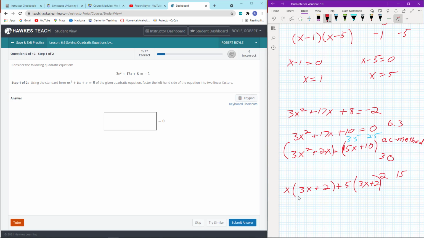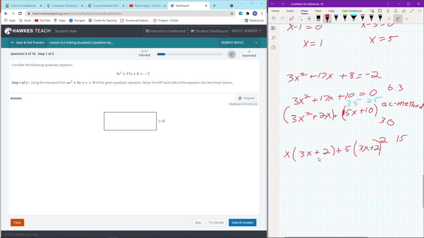Okay, so here now I have 2 terms with a common binomial factor. I can factor that common binomial factor out, and that will give me 3x plus 2 times the quantity x plus 5. And of course, all of this is equal to 0. And this should be my answer, unless I really screwed something up, which of course is entirely possible. 3x plus 2, x plus 5.